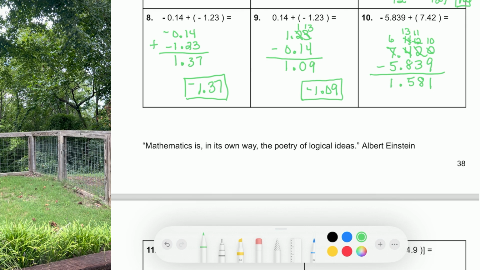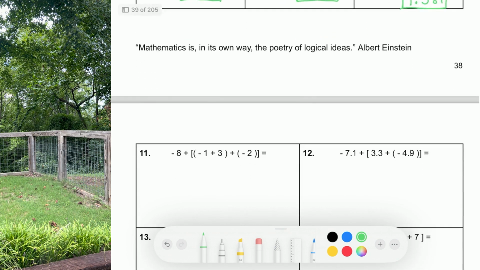So we're going to end up with an answer of 1.581. Now, do we have a positive number or a negative number? Well, the 7.42 is greater than 5.839, so our number is going to actually be positive.